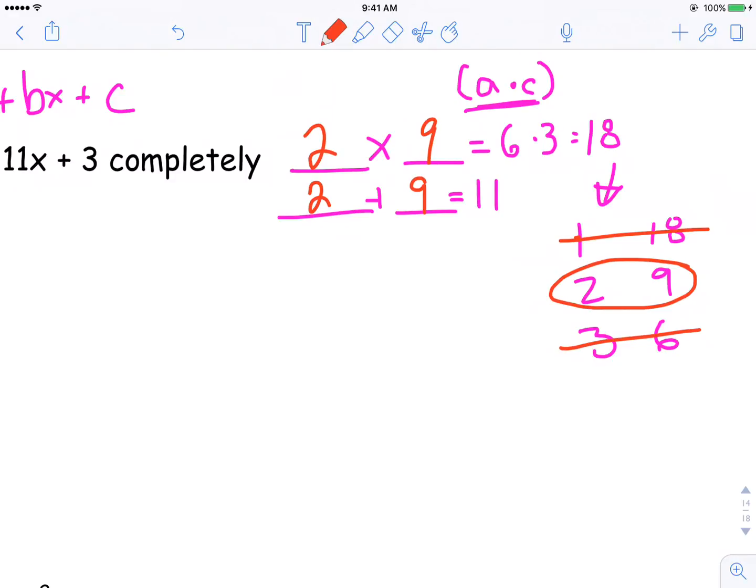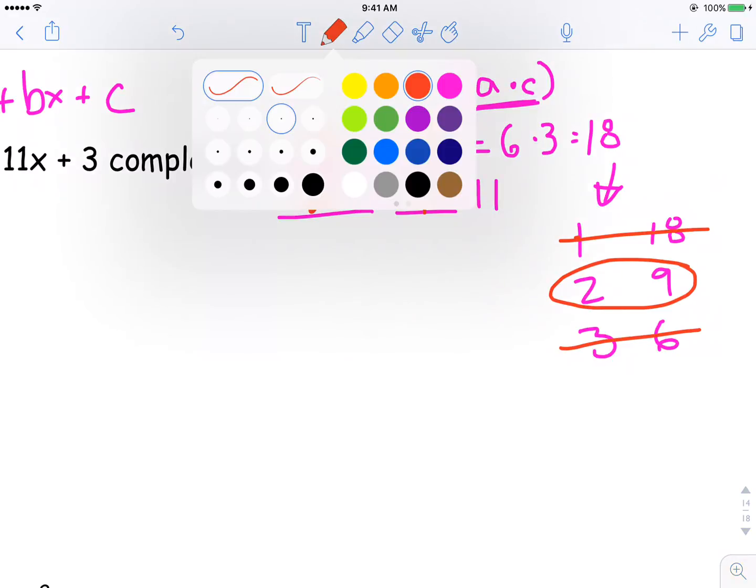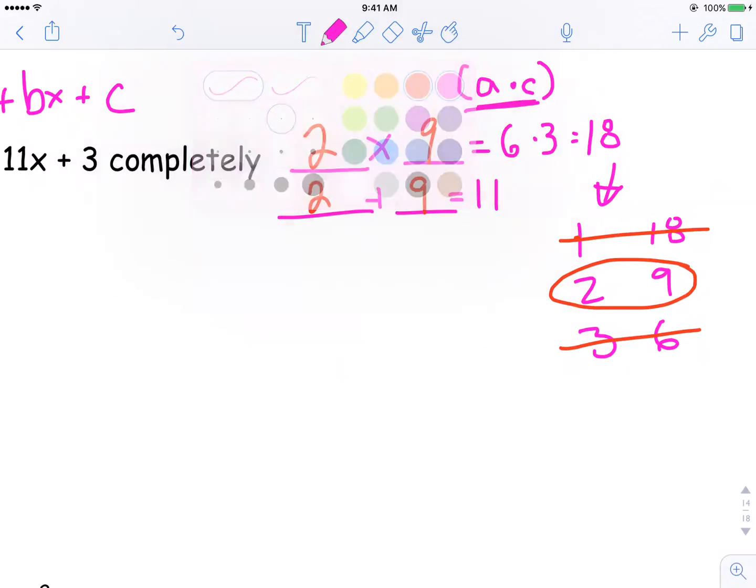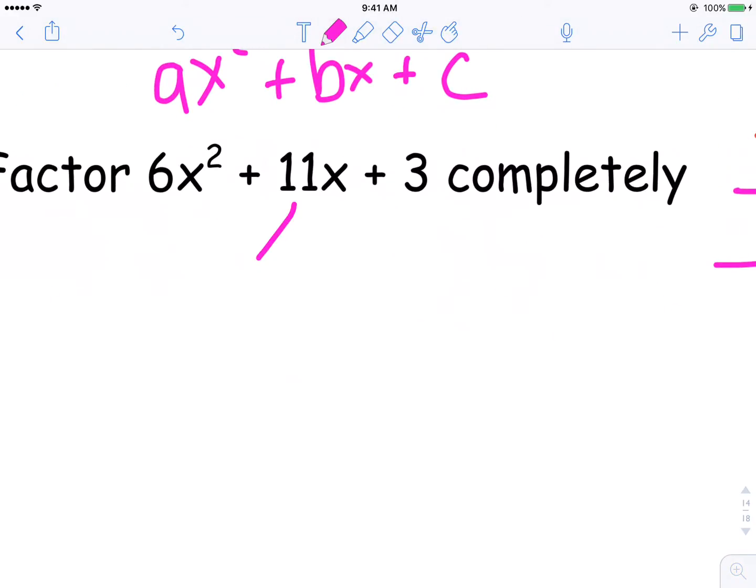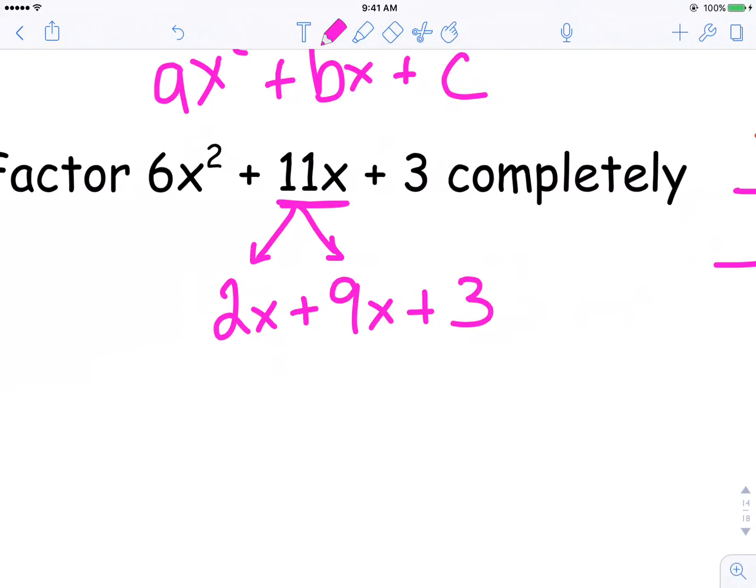Now that I've found my integers, I go back to my question and I want to decompose that middle term. Split this middle term up into the two integers I just found. 2x plus 9x. 2x plus 9x still gives me 11x, so I'm still good. Plus my 3, and don't forget my 6x squared at the beginning.